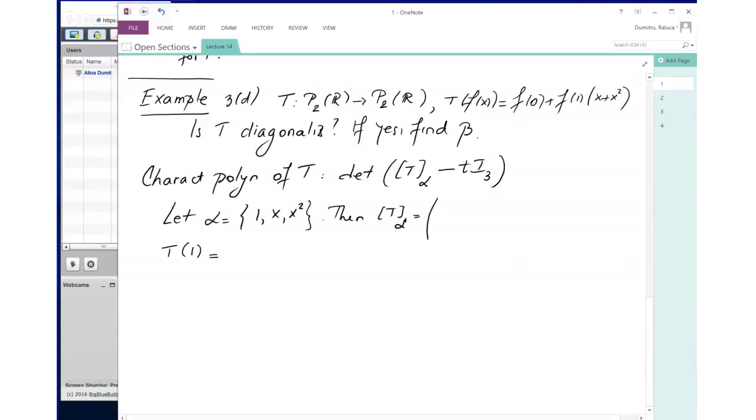So f of 0 is 1, right? f of 1 is 1. So the first column is 1, 1, 1. T of x: now f of 0 is 0, f of 1 is 1, right? So you're just left with x plus x squared, so 0, 1, 1. And T of x squared, same thing, right?